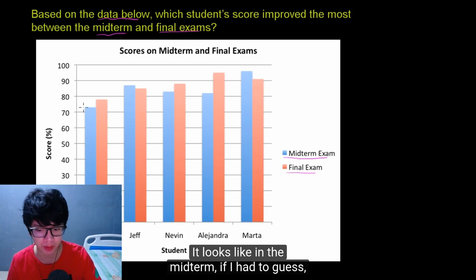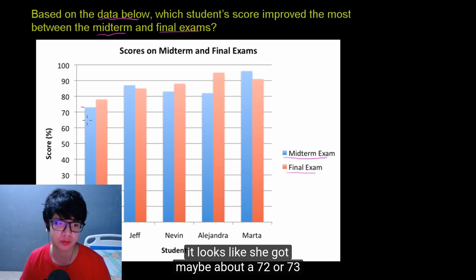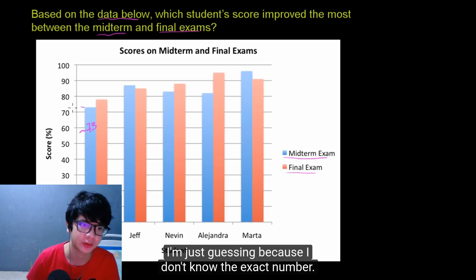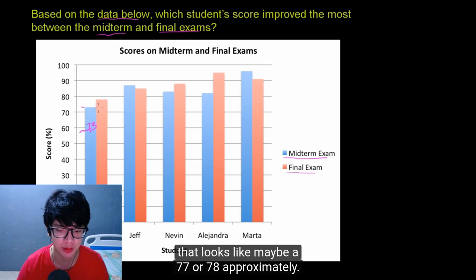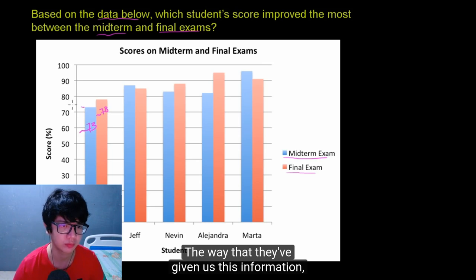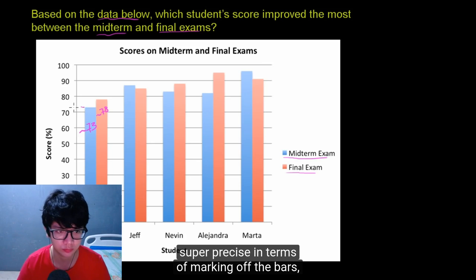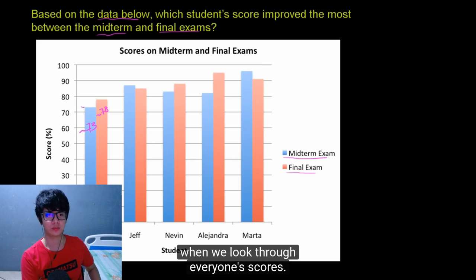It looks like in the midterm, if I had to guess, she got maybe about a 72 or 73 on the midterm. I'm just guessing because I don't know the exact number. And then it looks like on the final she got maybe a 77 or 78, approximately. So she improved a little bit, about 5 points from the midterm to the final. The way that they've given us this information, we don't know the exact numbers because it's not super precise in terms of marking off the bars, but hopefully it'll become obvious when we look through everyone's scores.